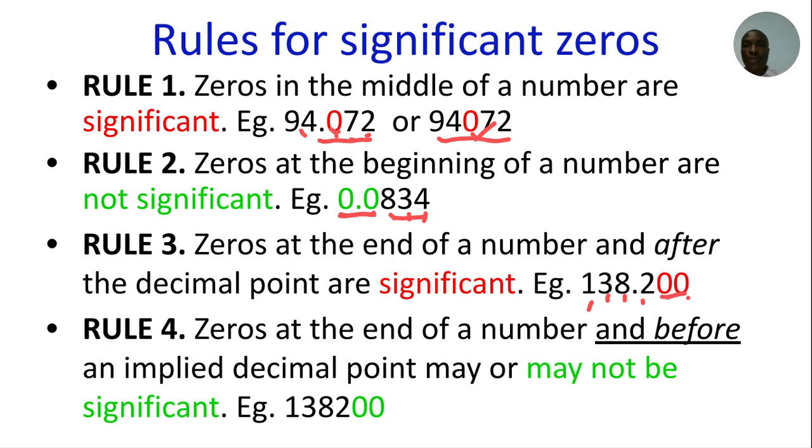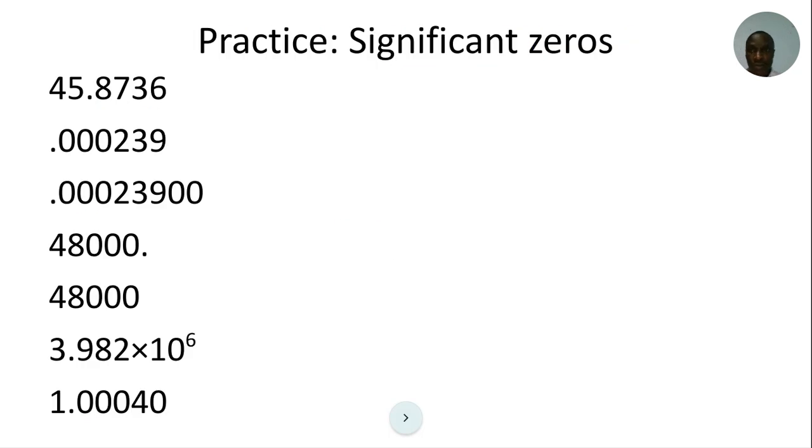Then we have rule number 4, when we have zeros at the end of a number. They may be significant or they may not be significant. If it is a measurement, then they are significant. If it is just a number, then they may not be significant. We have a number here, and we need to find out whether the numbers given here are all significant, or we have some zeros that are not significant.